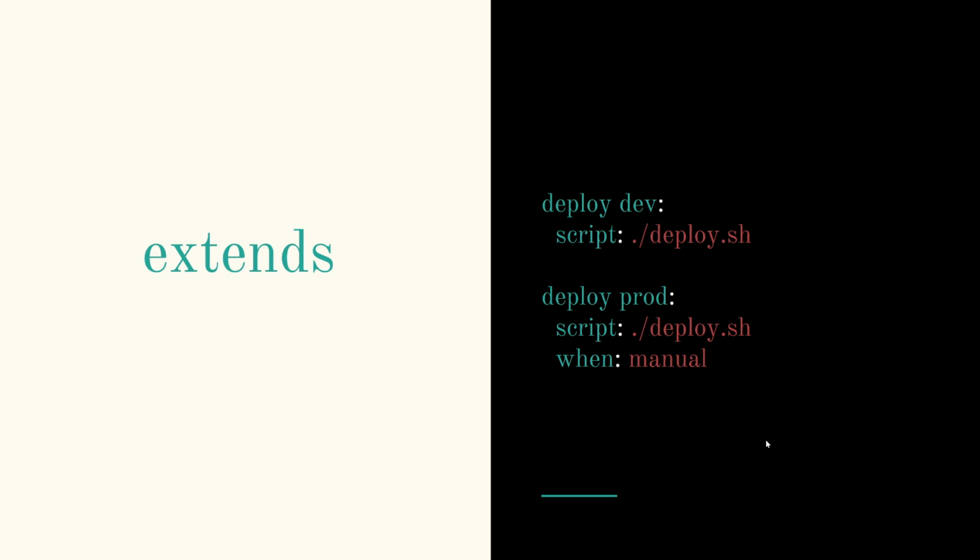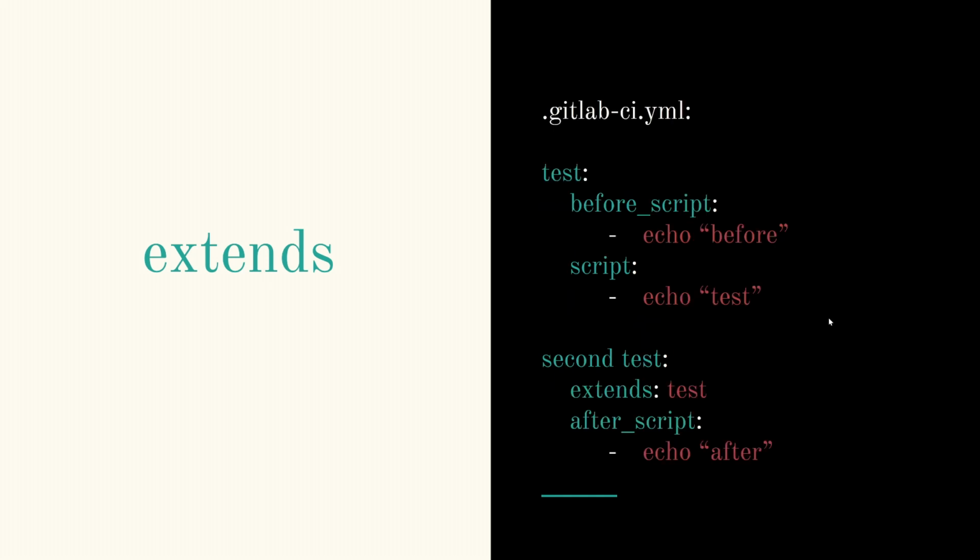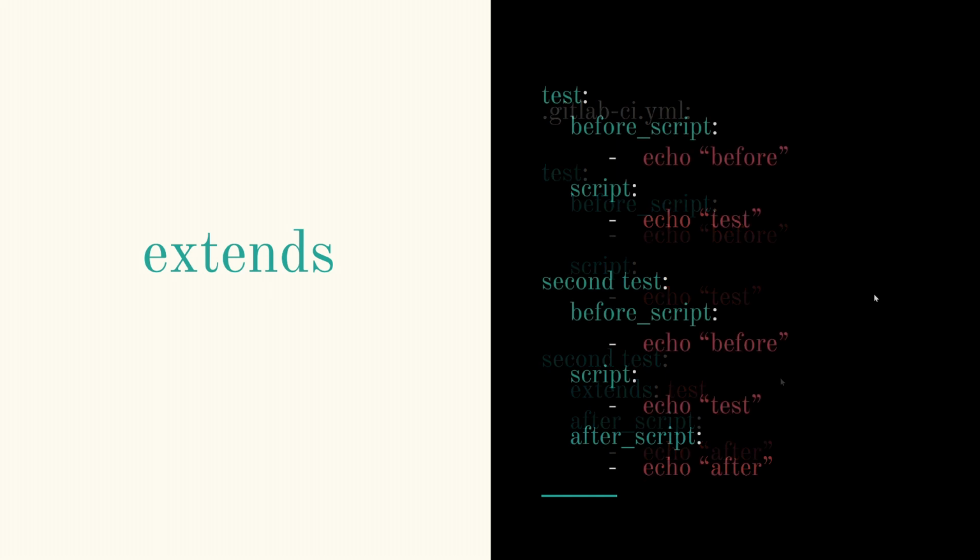After pipeline creation, we'll have 2 jobs, deploy dev and deploy prod. And because we want to run the same script in every job, but one of them is manual, we can use the extends keyword and inherit the common logic from the hidden job. Here's another example. We have 2 jobs, test and second test. In the first one, we have 2 sections, before script and script. In the second one, we inherit from the first job, but we add another after script section.